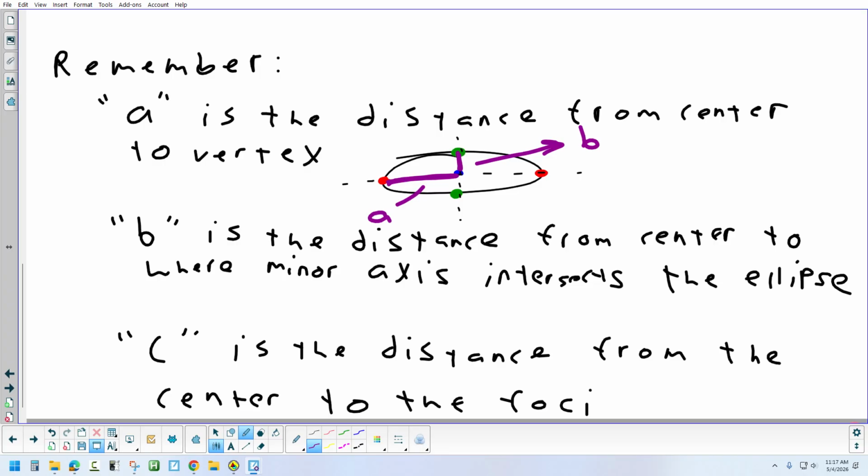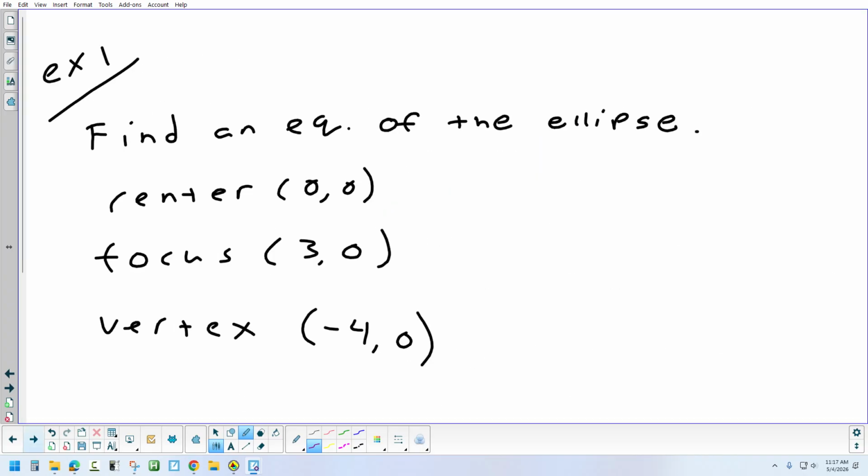Okay, so let's try an example. Every equation we do right now is always going to be center at the origin. At the end, we'll look at somewhere we shouldn't. Okay, I'm giving you the center, the focus, and the vertex. First thing you generally want to do is graph those points and see what kind of ellipse you have. Is it an ellipse that's going to be horizontal, or an ellipse that's going to be vertical? What kind of ellipse do you think this one's going to be?